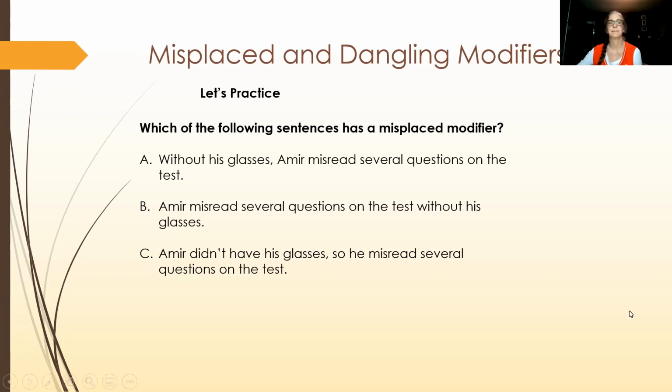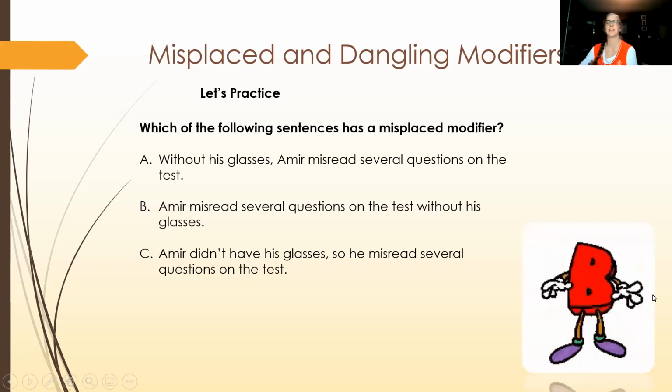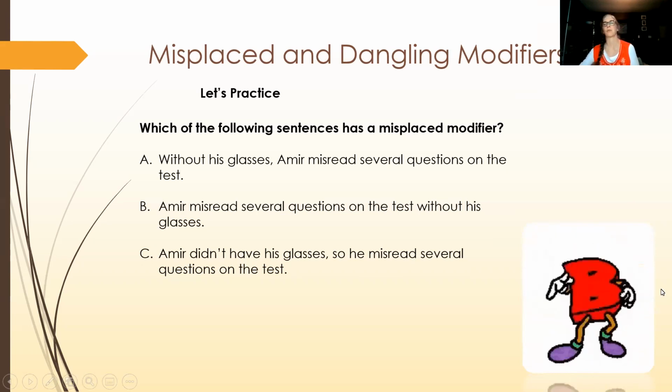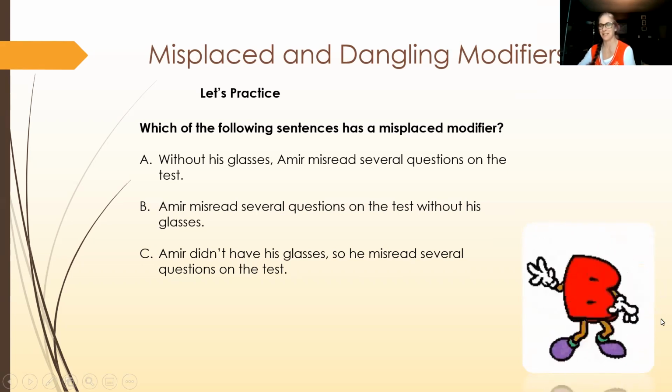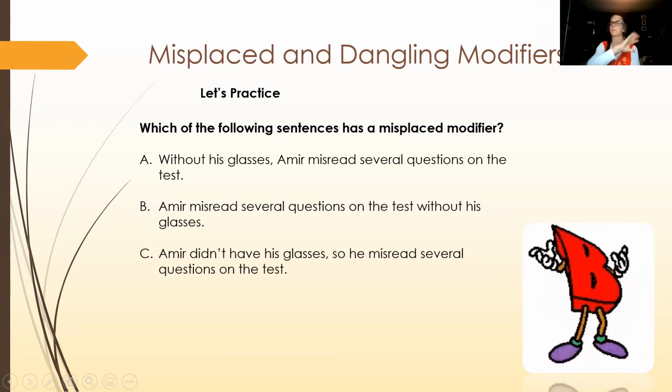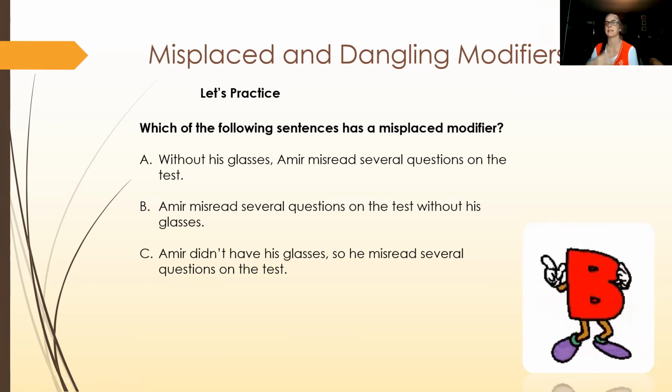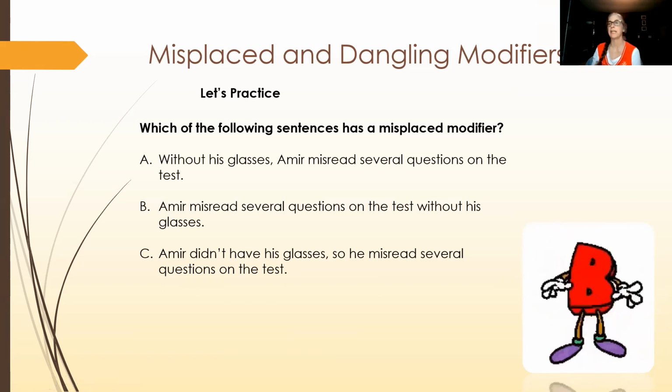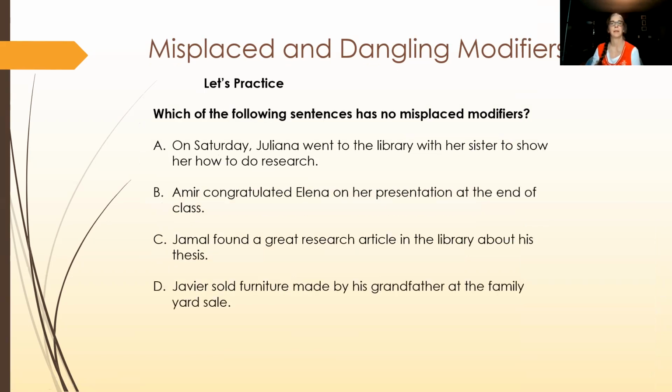So how would you fix B? Amir, without his glasses, misread several questions on the test. Exactly. Or, without his glasses, comma, Amir misread several questions on the test. The first lovely thing, yeah, is that we can move these prepositional phrases any place in the sentence, and that makes it really easy for us. Good, once we recognize that we have a misplaced modifier.